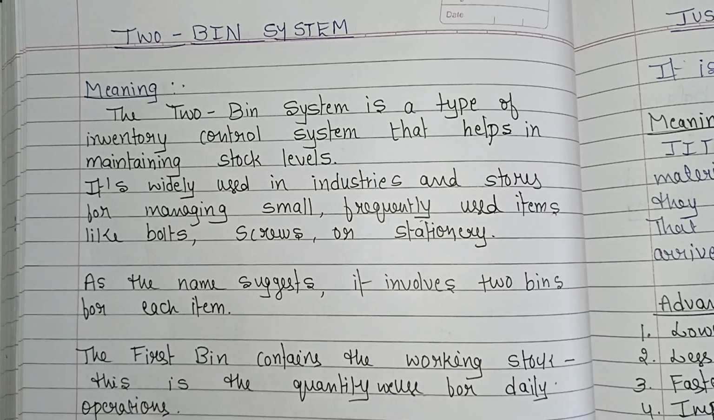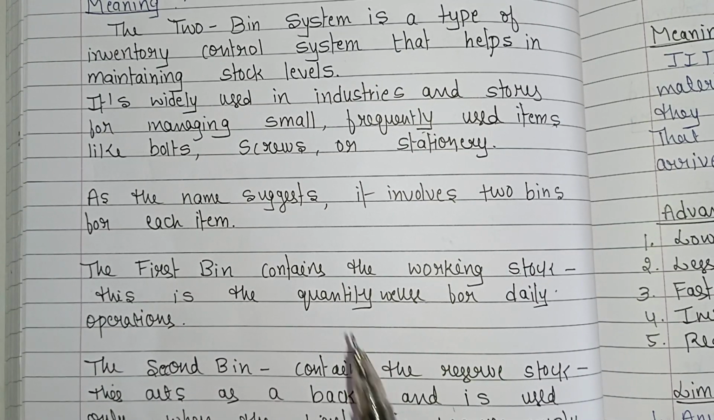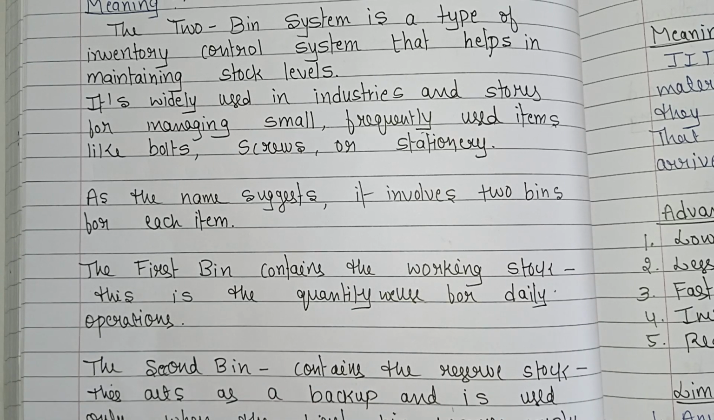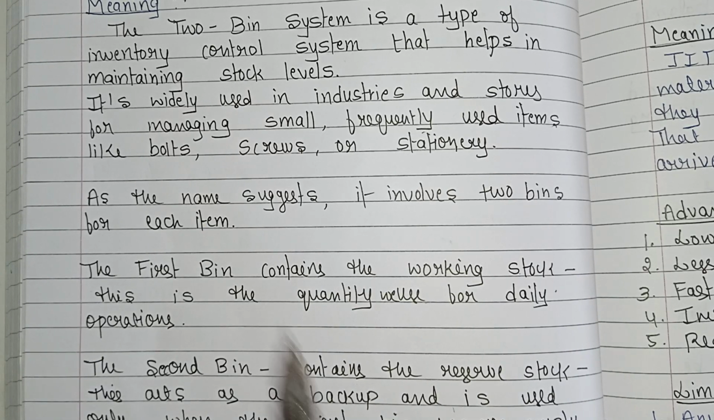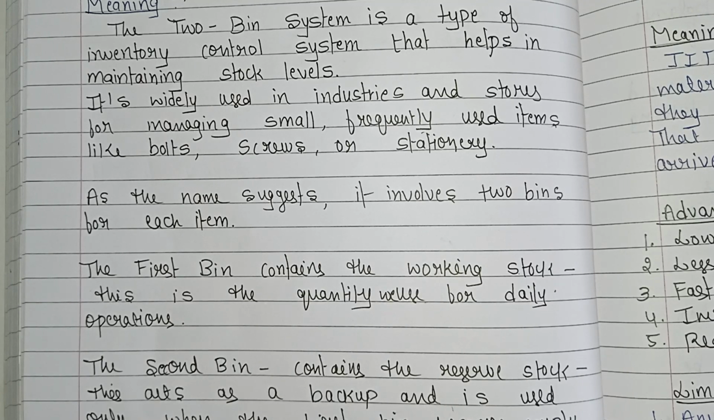As the name suggests, it involves two bins for each item. The first bin contains the working stock, which is the quantity we use for daily operations. Means the first bin, we will use it for our day-to-day operations. Clear? And what about the second bin?